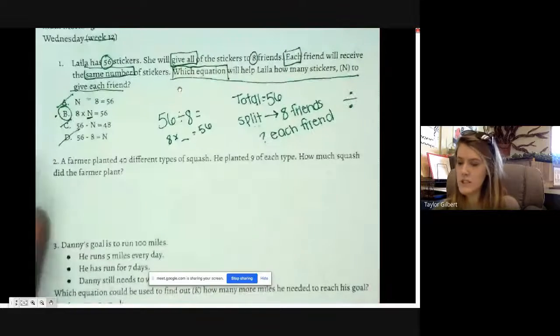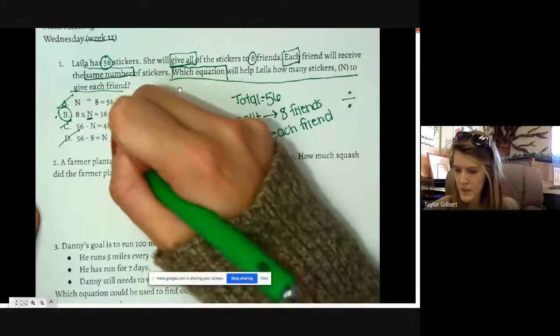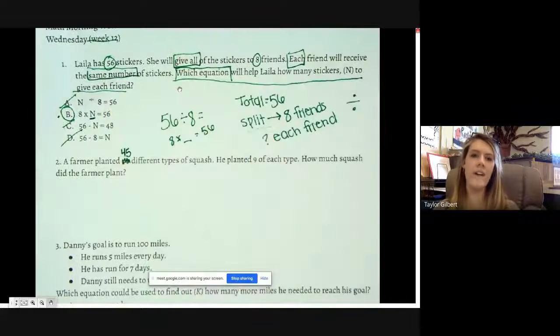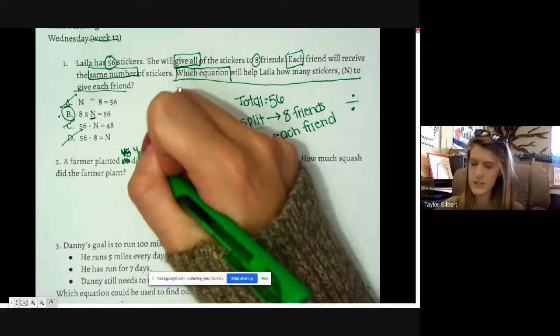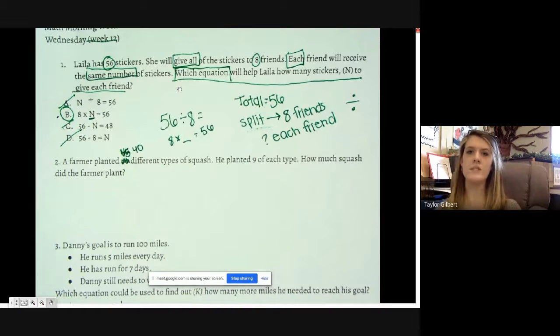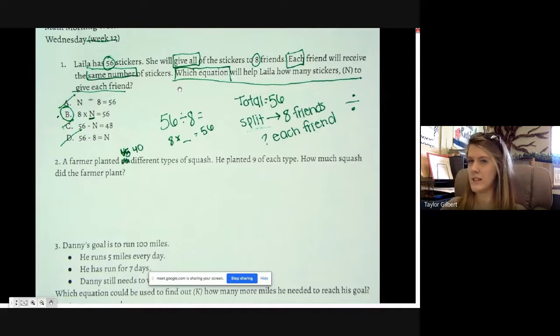Okay, this next one, Miss Gilbert has a typo. Whoops. Instead of 40, it's 45. Okay, so a farmer planted 45 different types of squash. He planted 9 of each type. How much squash did the farmer plant? Okay, that's not, I had it right first. Oh my goodness, I'm so sorry. It was 40. Miss Gilbert made a mistake trying to correct a mistake. That wasn't a mistake. Did I lose you yet?